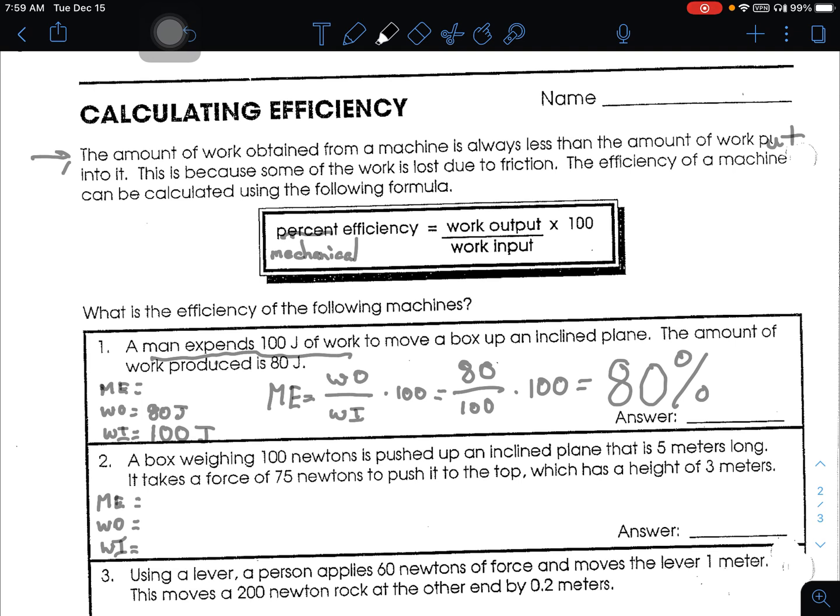It says a box weighing 100 newtons is pushed up an incline plane that is 5 meters long. It takes a force of 75 newtons to push it to the top, which has a height of 3 meters. Okay, what's going on here? This one's not as easy as the last one, right? In the last one, we were given joules of work, input and output. And all we had to do was punch those numbers in and solve for mechanical efficiency. With this problem now, we're not given work directly, but what we are given is forces and distances. And guess what we can do with those?